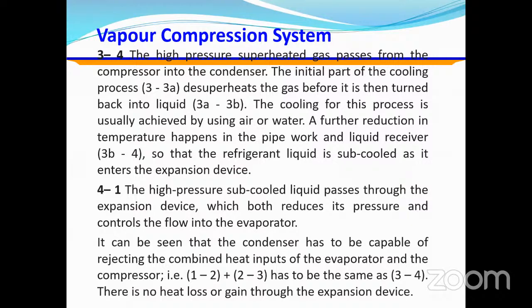4 to 1. The high pressure subcooled liquid passes through the expansion device, which both reduces its pressure and controls the flow into the evaporator. It can be seen that the condenser has to be capable of rejecting the combined heat inputs of evaporator and the compressor. That is 1 to 2 and 2 to 3 has to be the same as 3 to 4.